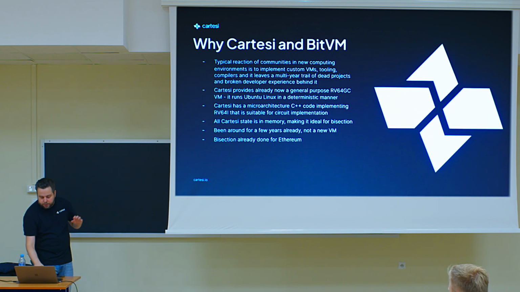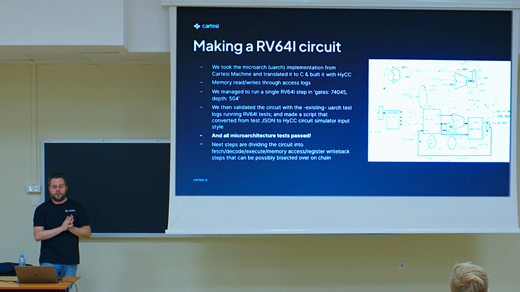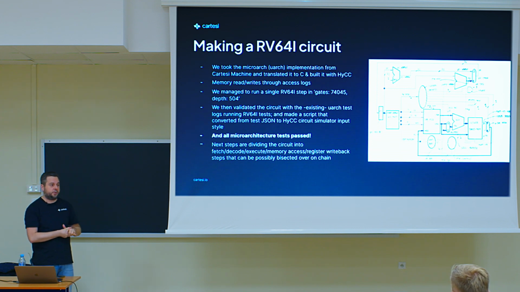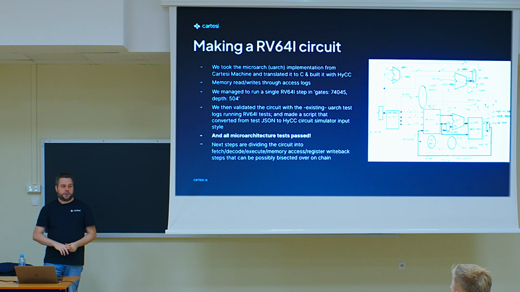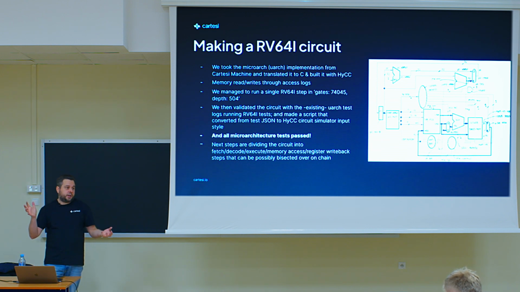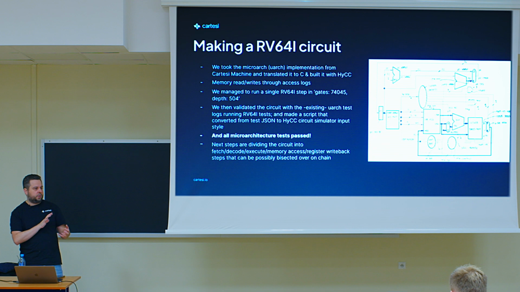So anyway, one of the things that we did in this hackathon project was making a 64-bit RISC-V circuit in Boolean circuits. It took this C++ implemented tiny microarchitecture step and translated it into C, and built it with this toolchain that we were talking about before. Then we implemented access logs based on that. So we managed to get a single step in about 74,000 gates. It's actually smaller nowadays, like 30,000 gates.